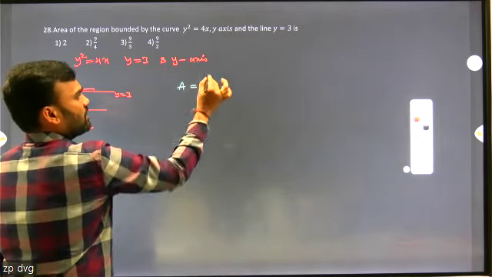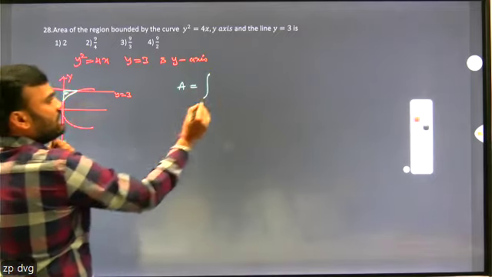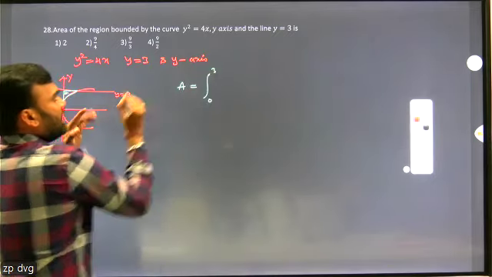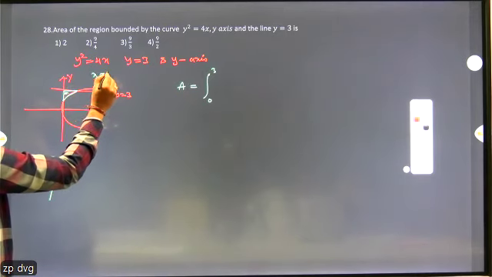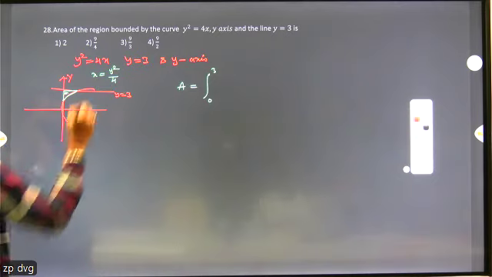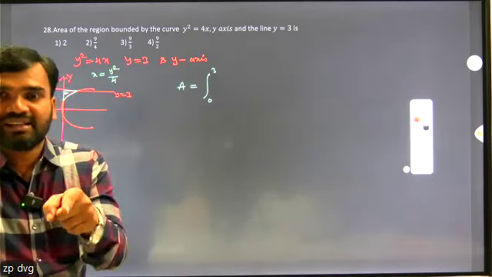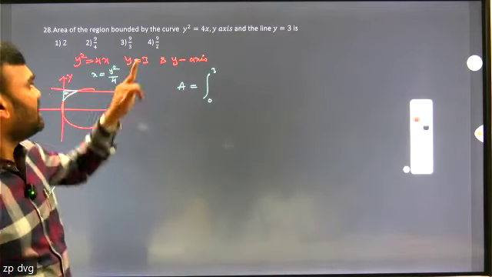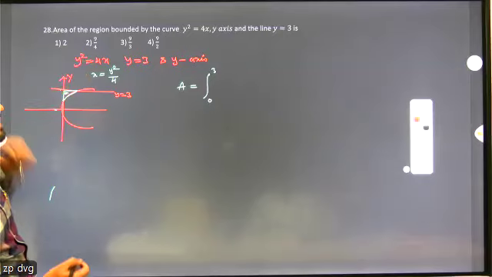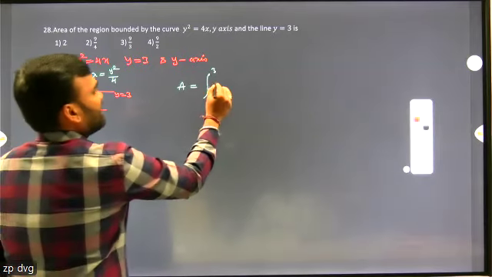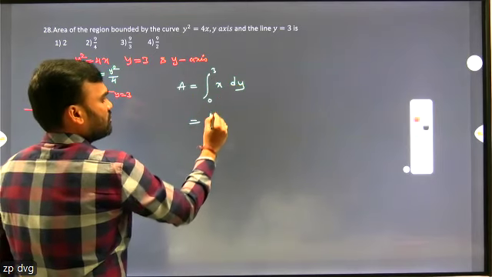A is equal to integral of what? 0 to 3. Limits in terms of y means the equation in terms of x. x is equal to y square by 4. Understand, sir, last problem, that is, limits in x means equation in y; here limits in y means the equation should be in x. So what happens? Integral 0 to 3 of x dy.